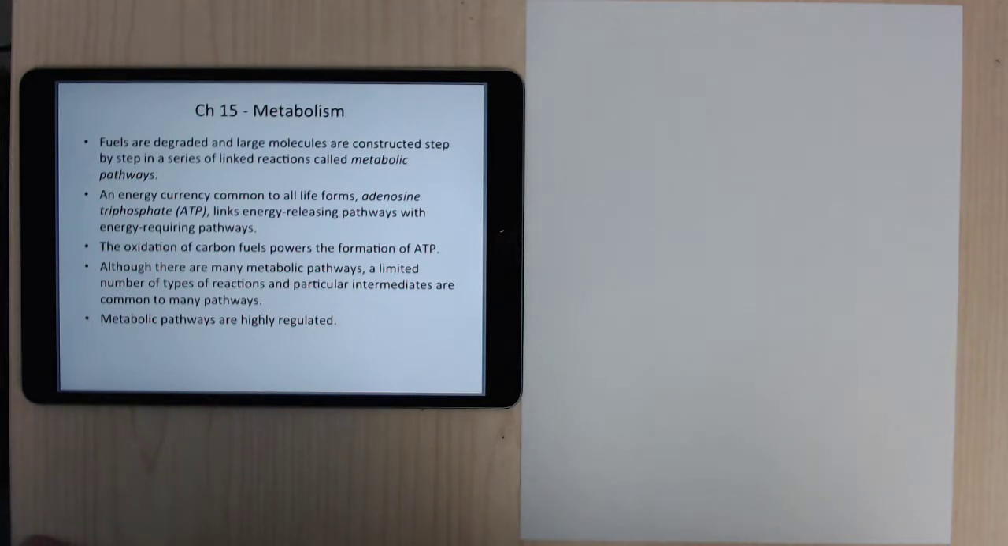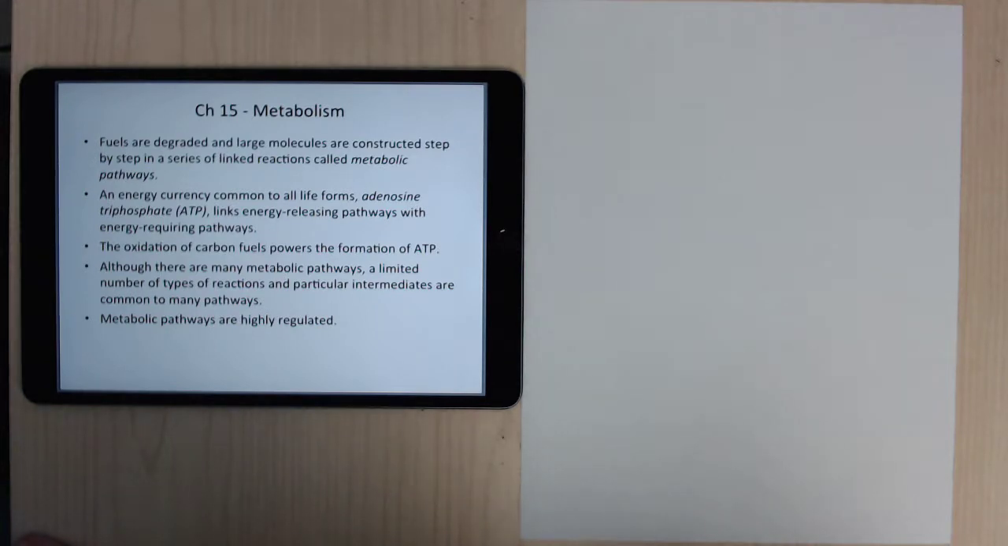Most of the power for the formation of these fuels, to make ATP, is actually going to be through oxidation, and we'll talk about what that means in a minute. There are a lot of different pathways, but they're interconnected to give the cell flexibility. If it needs to shunt molecules from one pathway to another to deal with different circumstances, it can, and also it doesn't have to build new pathways from scratch.